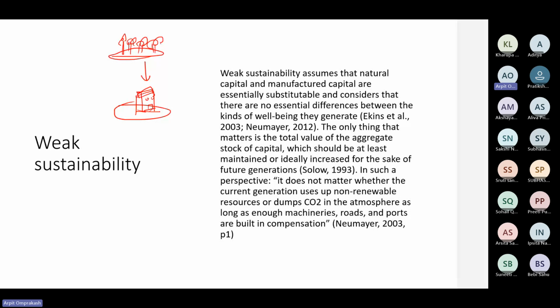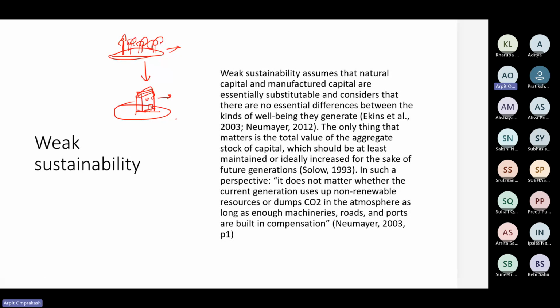The only thing that matters is the total value of the aggregate stock of capital, which should at least be maintained or ideally increased for the sake of future generations. So if the aggregate stock of capital, which can be something like money, the monetary benefits that you derive from the forest in terms of, let's say, fruits and all, is compensated for by the presence of this house, then this change is not something that should bother anyone, is what weak sustainability says.